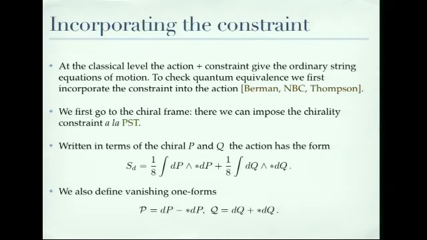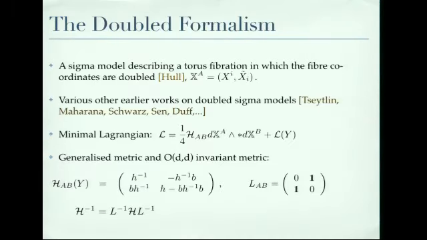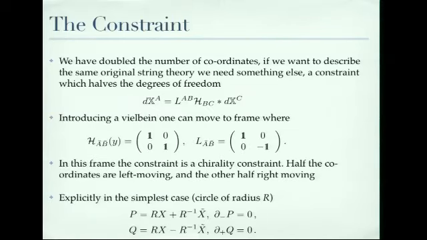So we take the P and Q, these chiral fields we had on the last slide. Say P is annihilated by d minus, the worldsheet derivative, and Q by d plus.